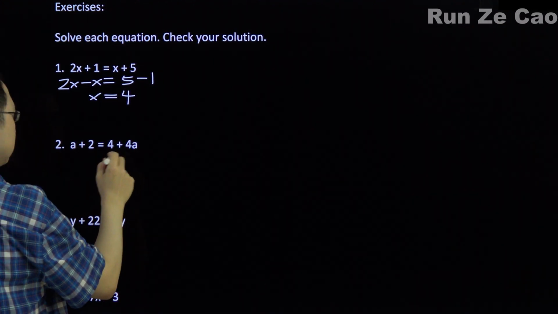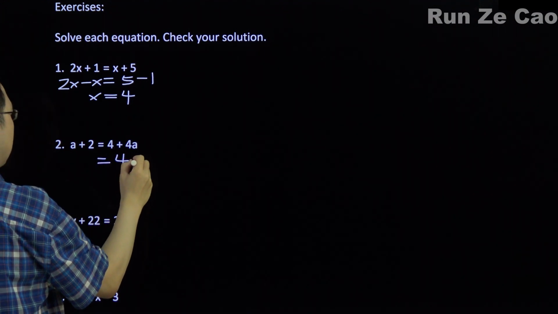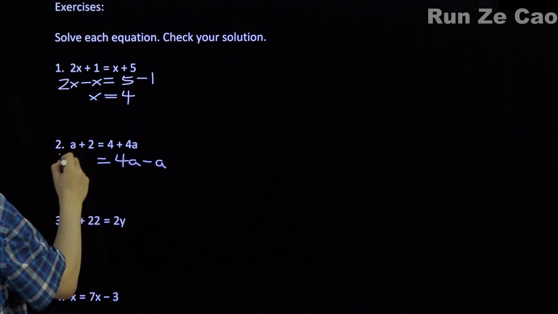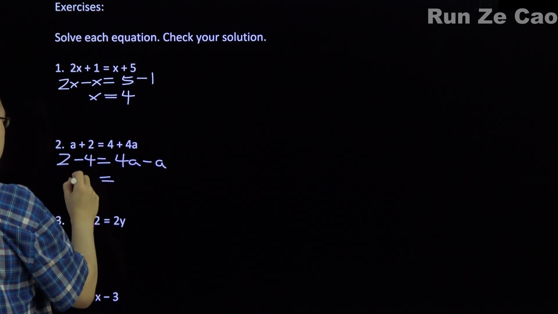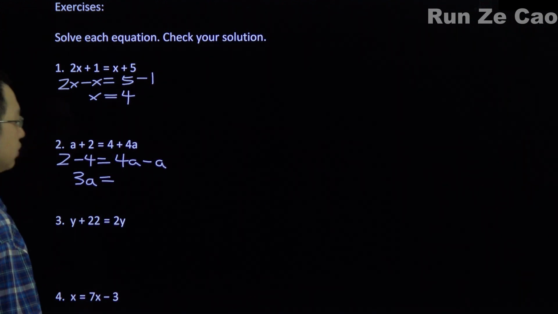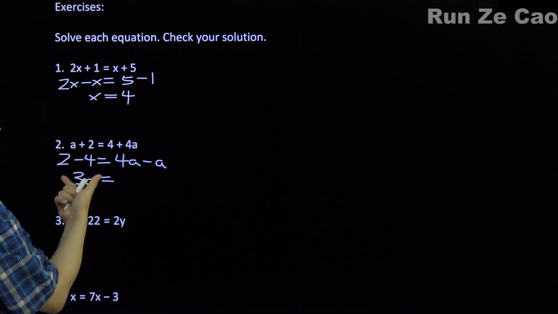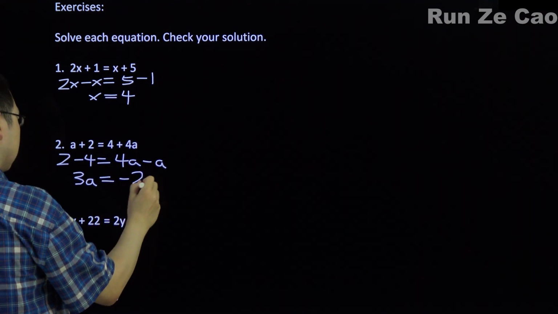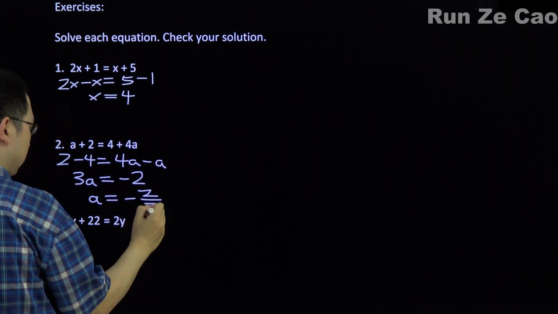a plus 2 is equal to 4 plus 4a. Well, 4a minus a is equal to 2 minus 4. I, for one, am a fan of keeping the coefficients of the variable positive when it is reasonable to do so. Because, well, you can simplify and switch the sides in one move. So it's fine. It's not that much of a problem. a is equal to negative 2/3.